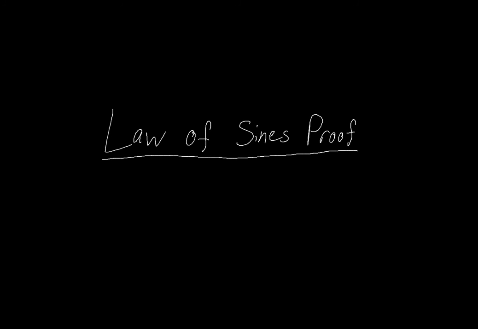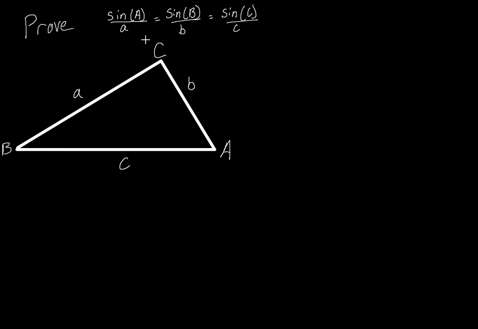We're going to start the same way we did the law of cosines, by looking at a triangle. Here we've labeled everything, and the directions are simply to prove that sine of A divided by little a is equal to the sine of B divided by little b is equal to the sine of big C divided by little c.